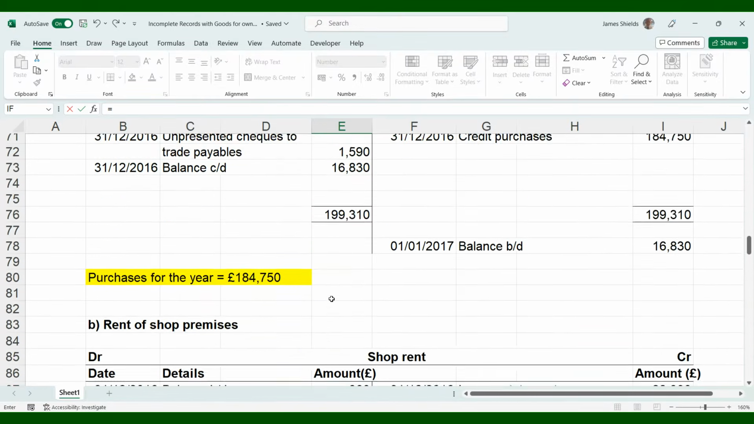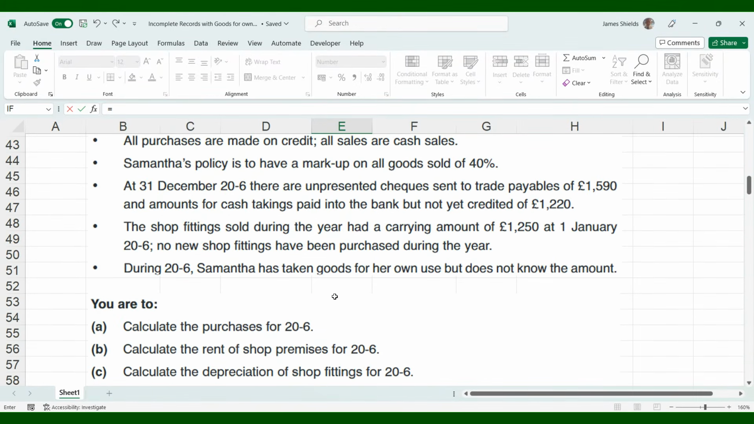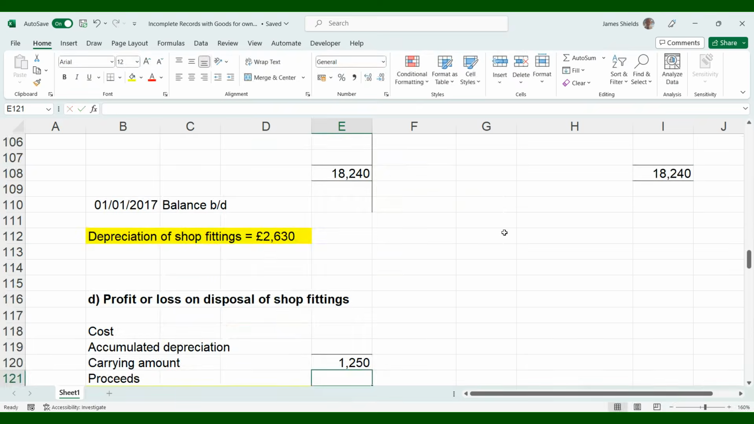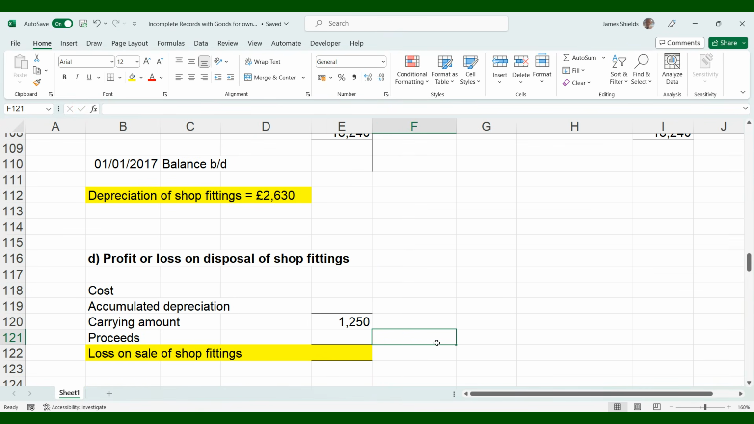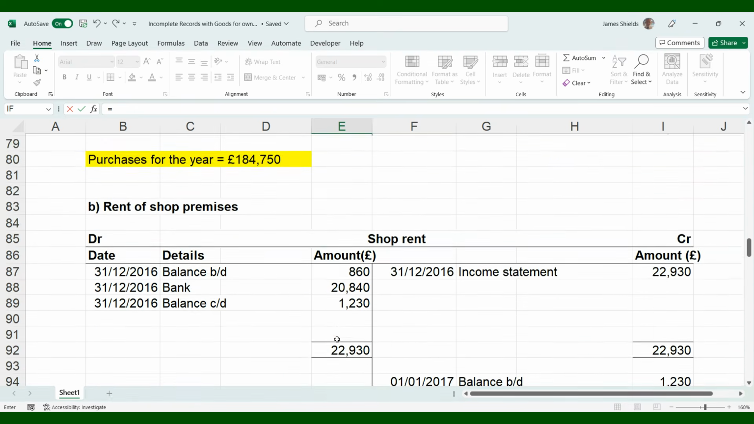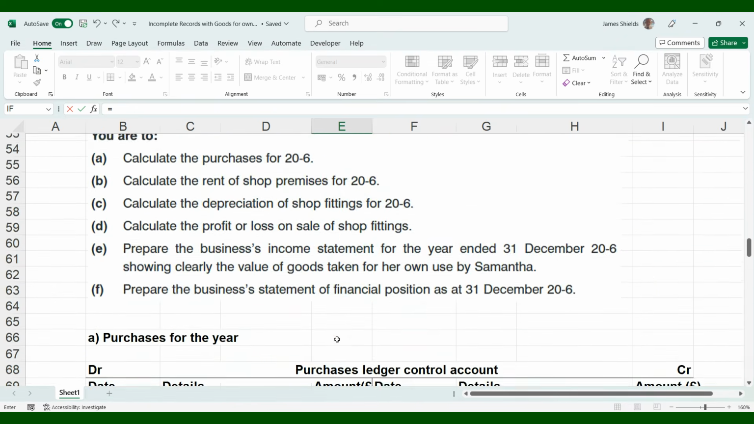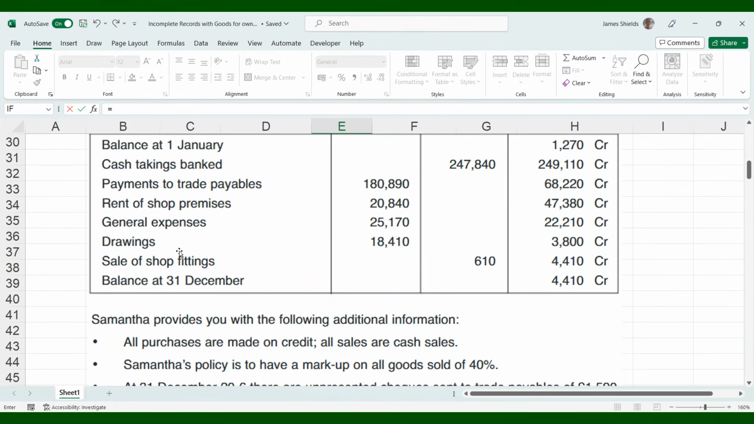So I go back to the information. Shop fittings sold had a carrying amount of £1,250. Now, the proceeds is the amount of money we received when the shop fittings were sold. Now, that information is in the bank statement. So I'm going to be looking for the bank statement now. Money we received for shop fittings. So here we go. So the shop fittings, £610.